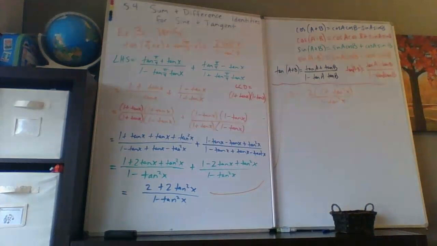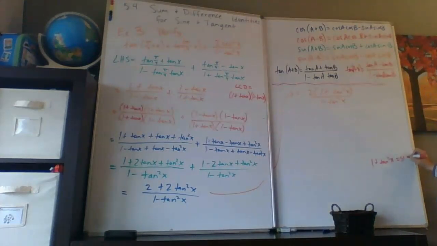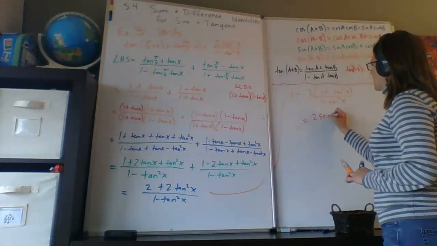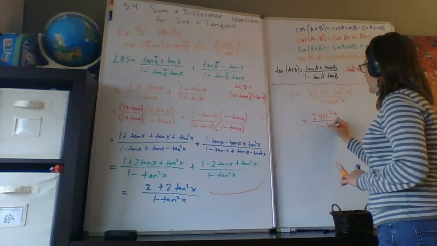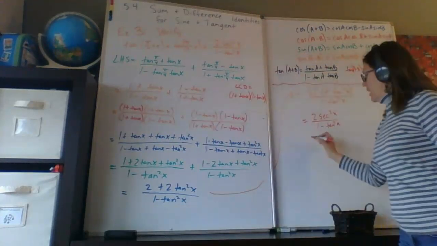Aha! 1 plus tangent squared x is a Pythagorean identity, which equals secant squared x. So therefore, we get 2 secant squared x on top and 1 minus tangent squared x on the bottom, which is in fact the right-hand side.